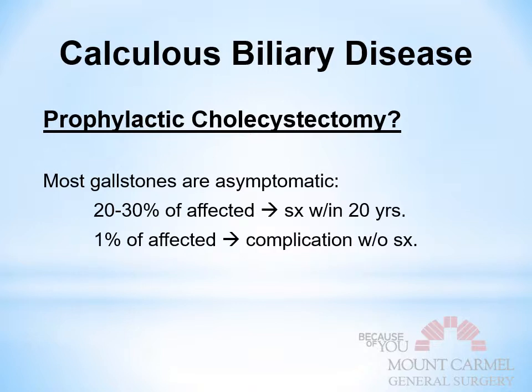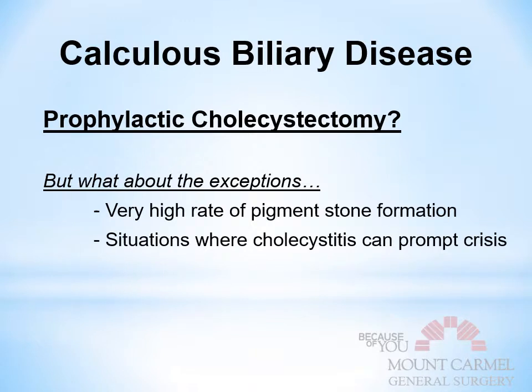Well, should we do a prophylactic cholecystectomy? The evidence shows that most gallstones are in fact asymptomatic, and in fact 20 to 30% of those who are affected will have serious or significant symptoms within the next 20 years. Only 1% of those affected will incur a complication without significant symptoms beforehand. And so the idea is that in this population, if something serious is going to happen, we're almost certain to have a warning of it beforehand and have an opportunity to do a cholecystectomy then.